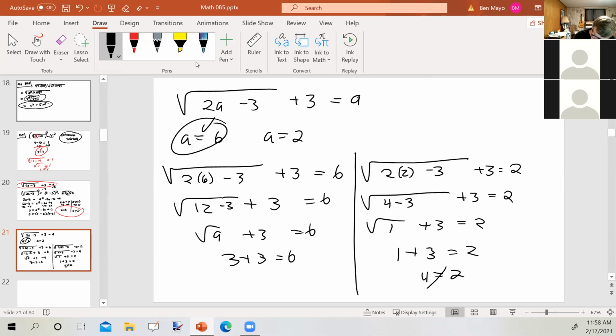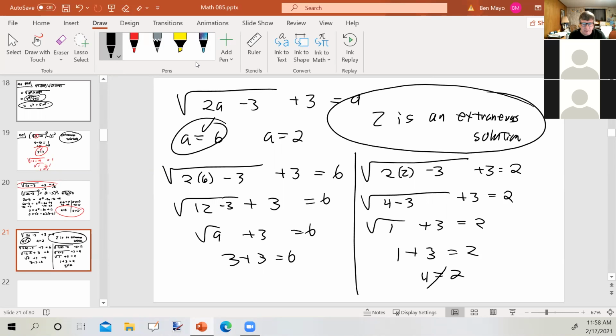So 2 is an extraneous solution. Okay? So you come up with 6 and 2. 6 works, 2 does not work. Any questions about that?